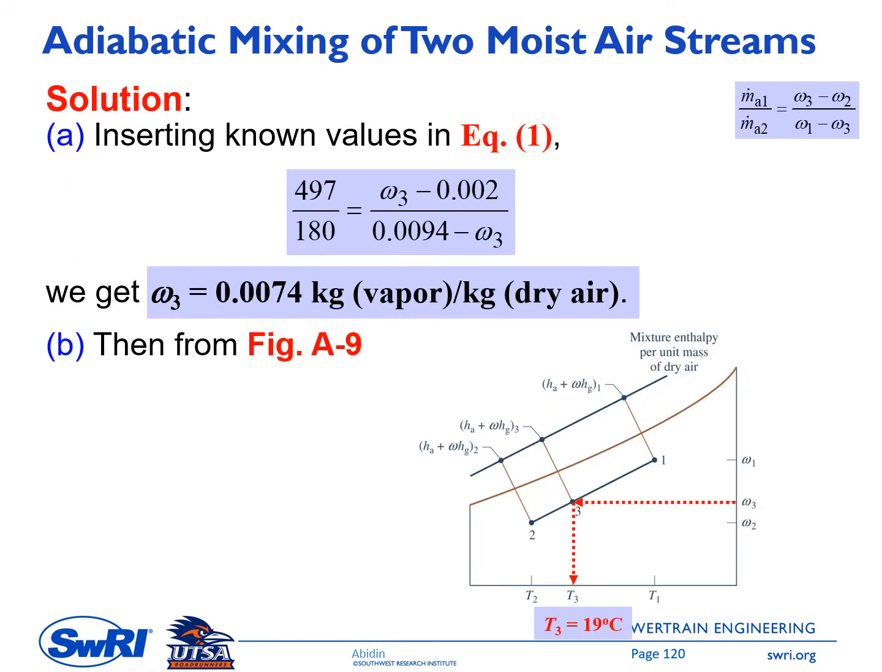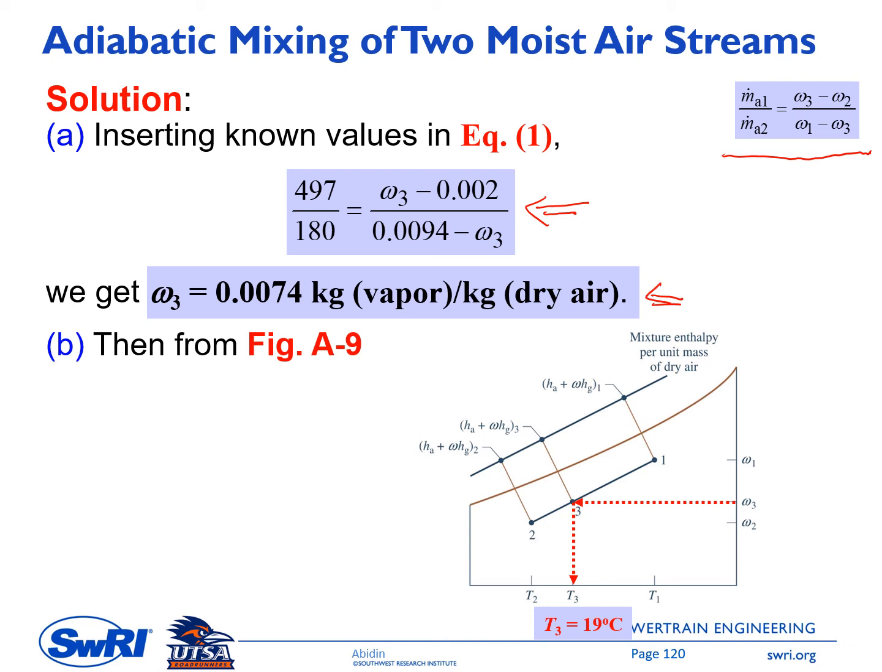And this is the solution. The first step is to calculate omega 3. In this case, we'll use equation 1, and this is equation 1. So m dot a1, m dot a2, omega 1, omega 2 are given, so the only unknown variable here is omega 3. By plugging in all the numbers, you will get omega 3 of 0.0074 kilogram vapor per kilogram dry air.